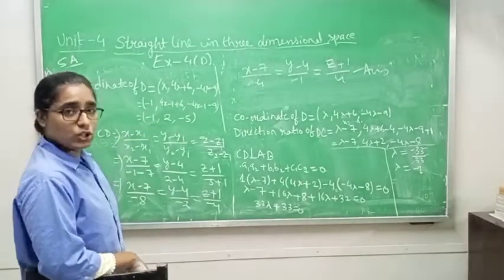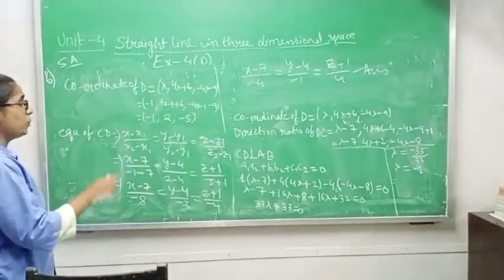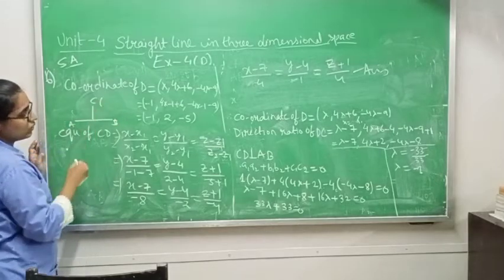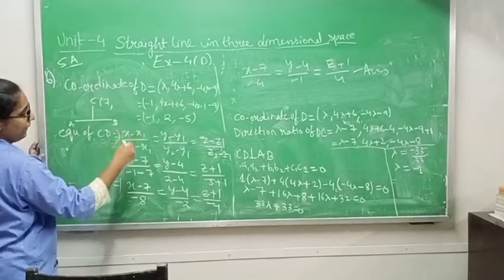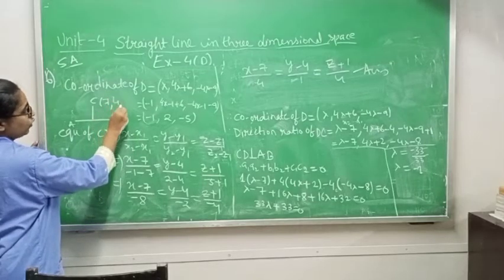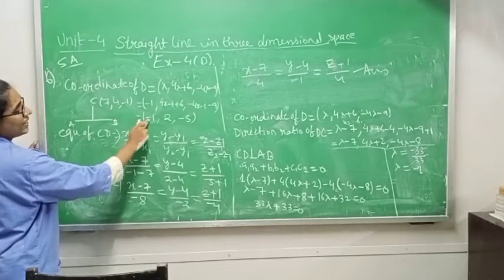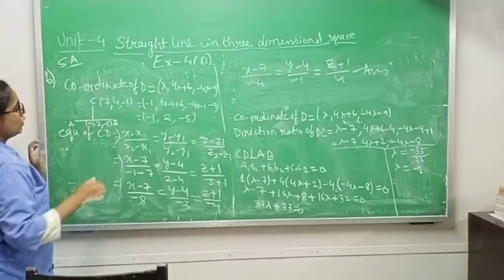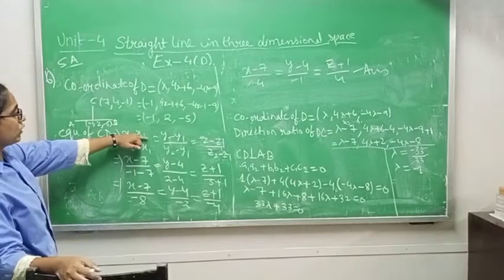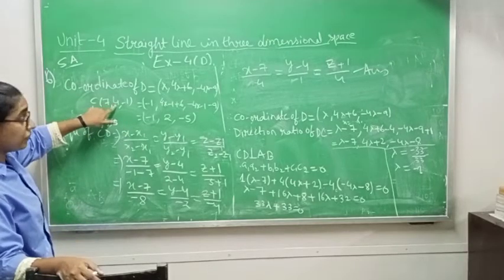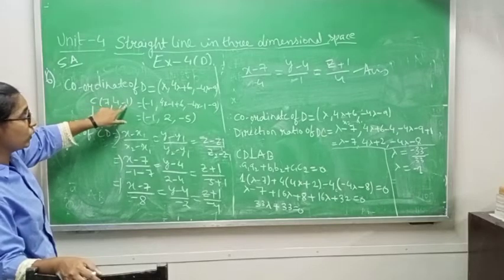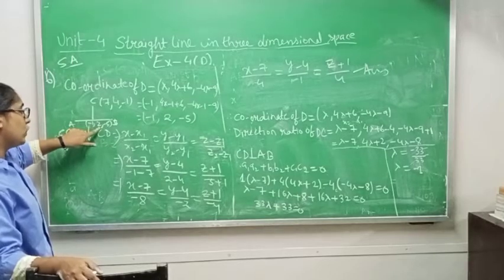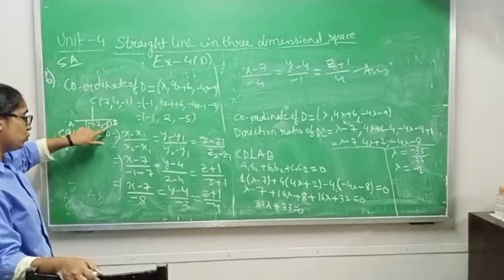Now we have to find the equation of CD. So for the equation of CD, you know 2 points. C was 7, 4, minus 1 and D you are getting minus 1, 2, minus 5. So when you are finding CD, in place of x1 you will put 7, in place of y1 you will put 4 and in place of z1 you will put minus 1. In place of x2 you will put minus 1, in place of y2 you will put 2 and in place of z2 you will put minus 5.